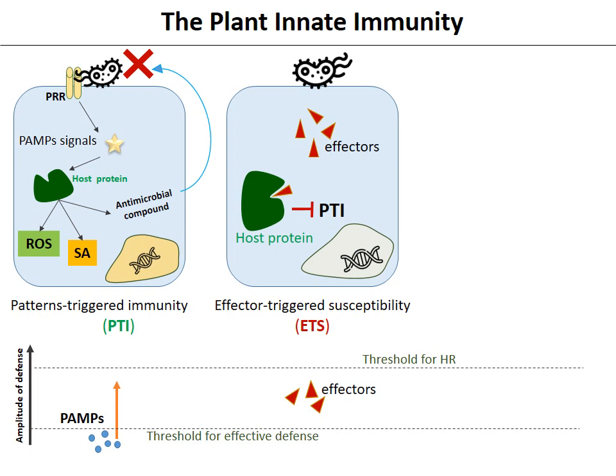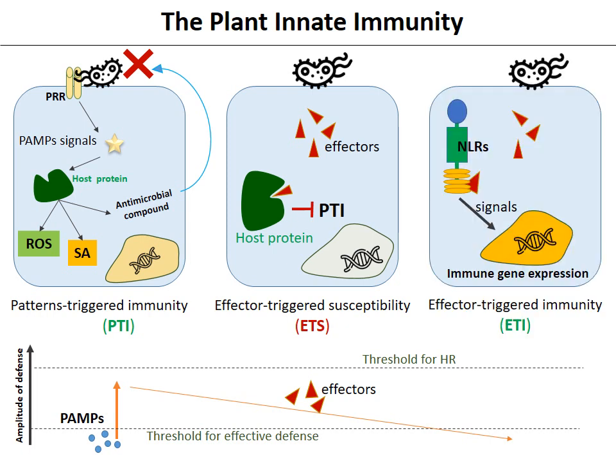However, pathogens always want to overcome PTI. They develop a new strategy by secreting protein effectors that can interfere with host proteins and suppress PTI, inducing disease susceptibility. This event is called ETS, effector-triggered susceptibility. Now, in the zigzag model, the presence of effectors can reduce the defense level of the plant until it is lower than the threshold of effective defense. The plant is now completely defeated.